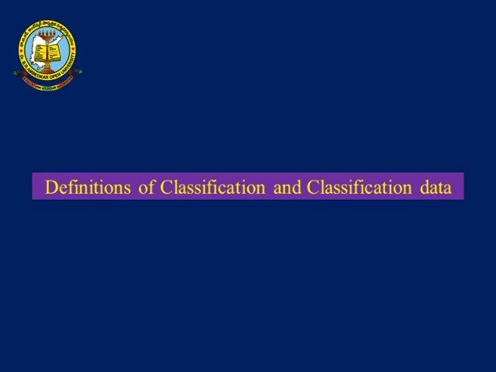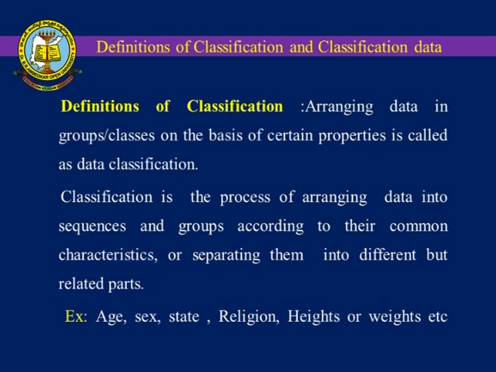Today we are going to discuss a new topic: classification and classification of data. The definition of classification: arranging data in groups or classes on the basis of certain properties is called data classification. Another definition: classification is the process of arranging data into sequences and groups according to their common characteristics, or separating them into different but related parts.